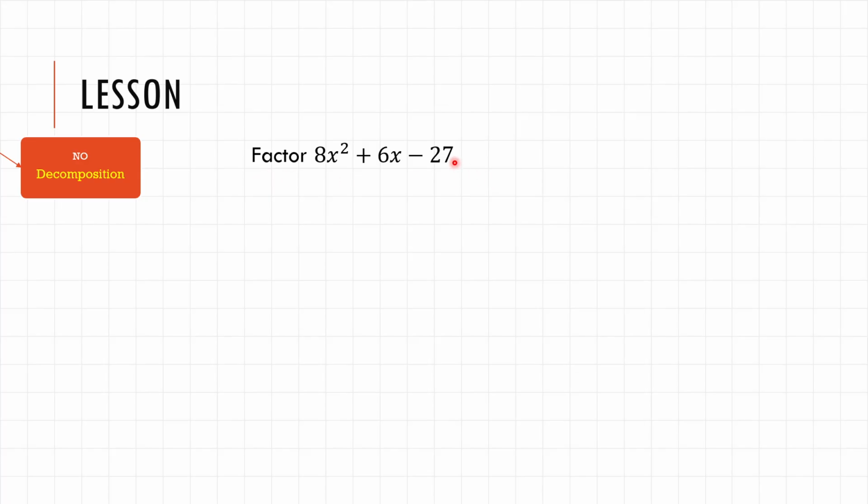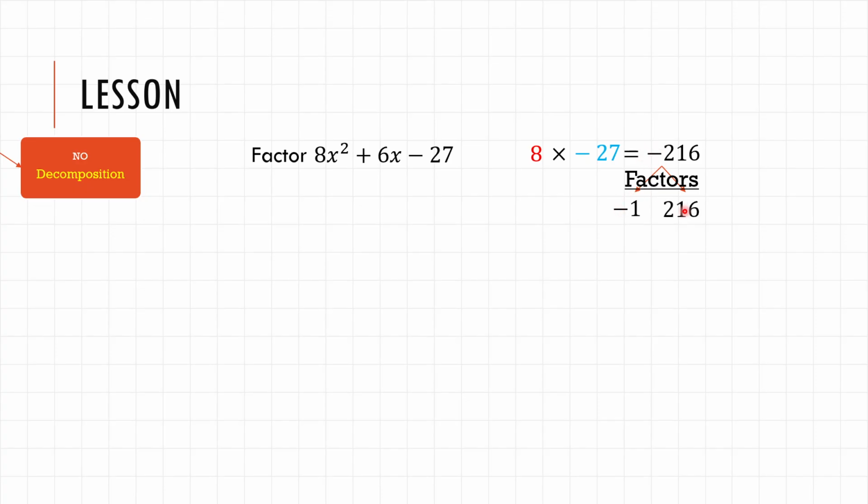The first thing you're going to do is multiply a times c. So in this case, 8 times negative 27 is negative 216. Once we have that, the next step is to find the factors of 216 that add up to 6. So I know that because this is a negative number, one of those has to be positive and one has to be negative.